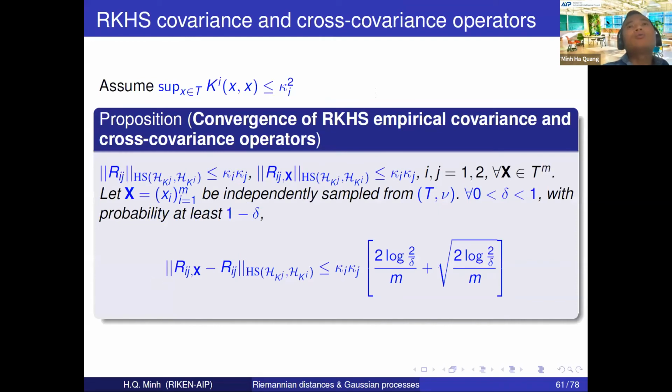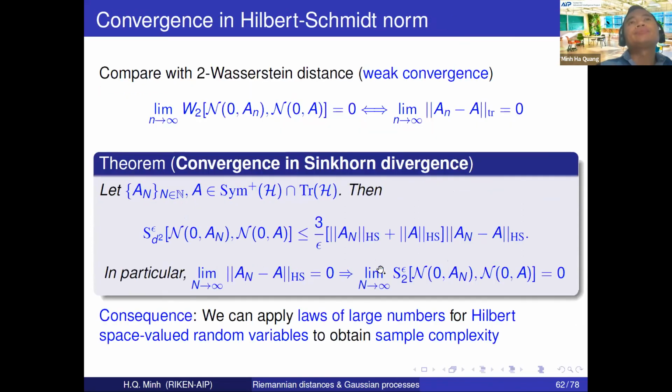Now, with this cross-covariance operator, we can apply the law of large numbers for Hilbert space valued random variables. We can show that the empirical version will converge to the theoretical version with high probability. In order to do this convergence, we need some form of convergence in some norm.